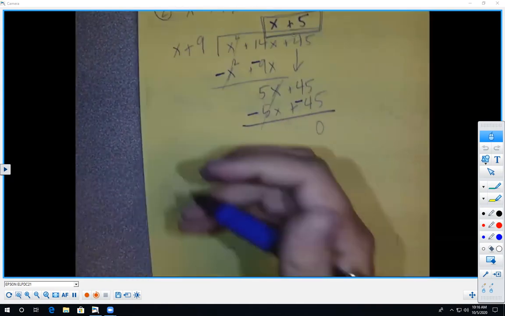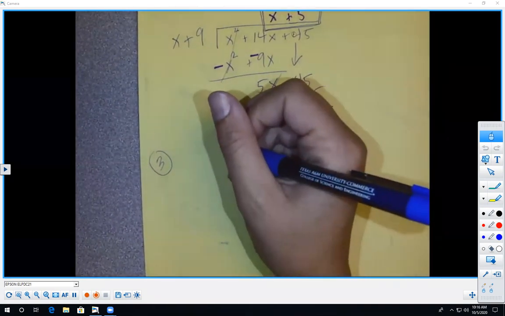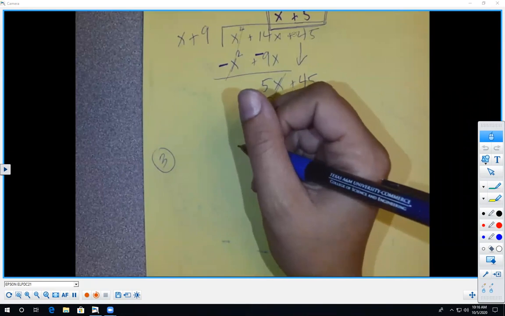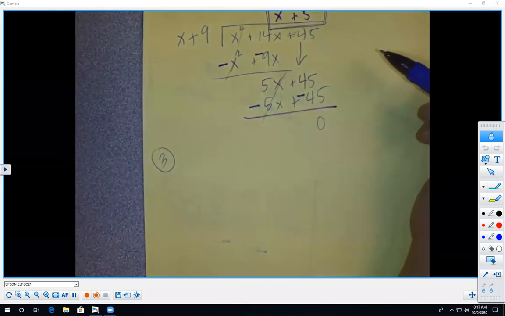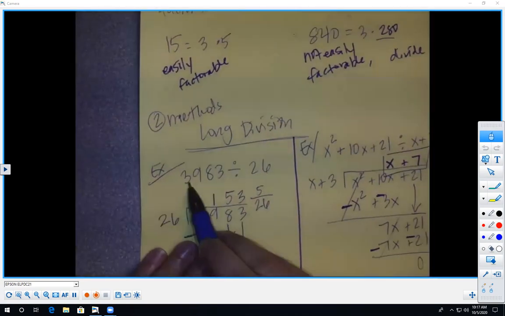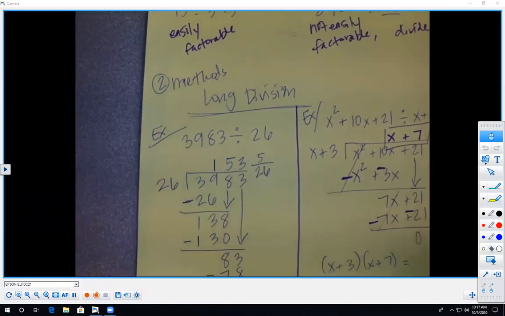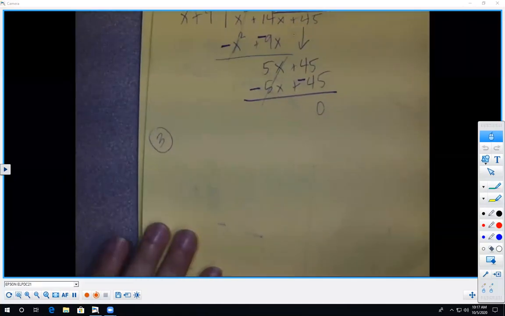Okay. Let's do one that's longer and a little bit more difficult. Also, both of these I gave to you in descending order. It has to be in descending order or it's going to mess it all up. It's kind of like the idea of 3,983. 3,000 is the biggest part of that number, then 900. It's already in order. It has to be in order to be able to divide it.